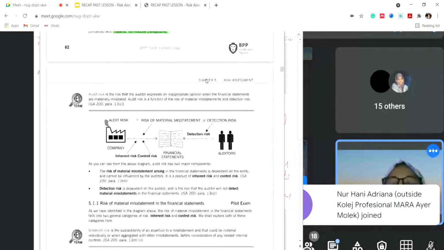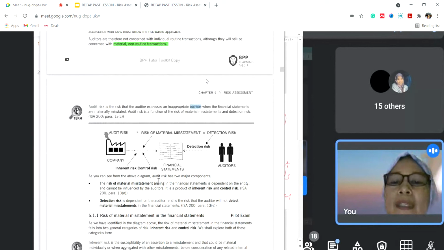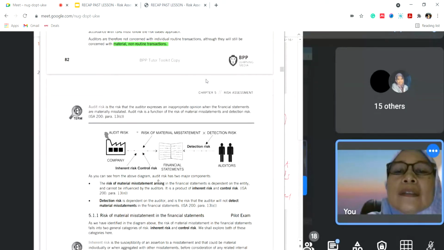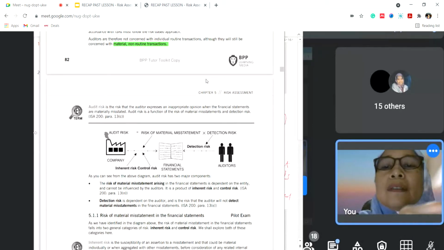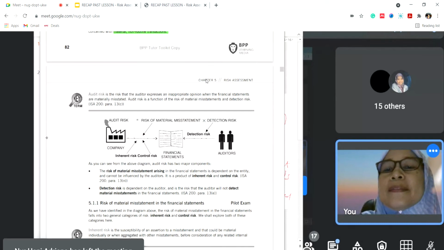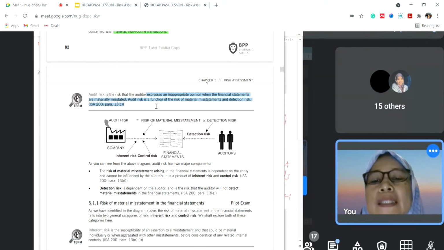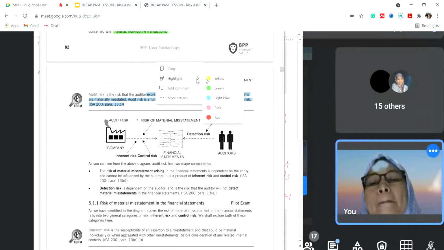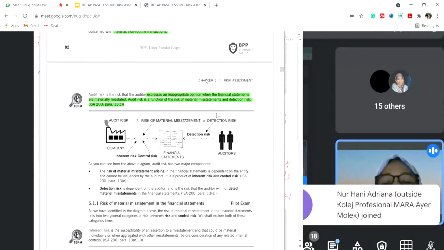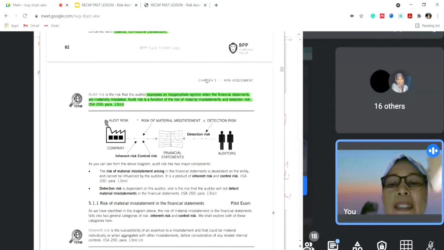So actually, audit risk is when the auditor expresses an inappropriate opinion when the financial statements are materially misstated. Under ISA 200, audit risk is a function of the risk of material misstatement and detection risk. So what does it mean?